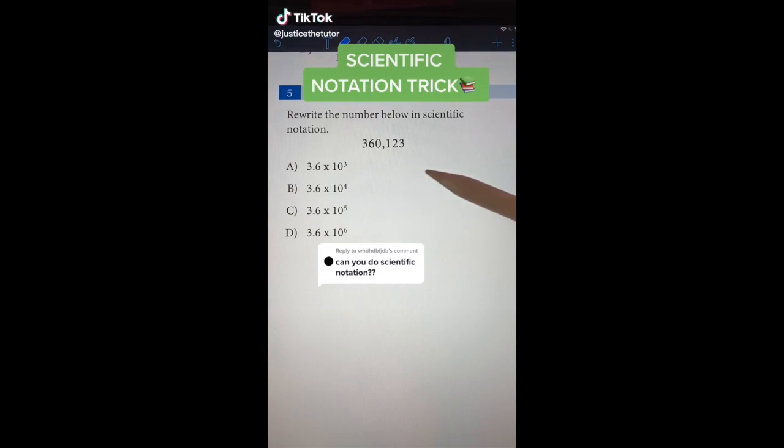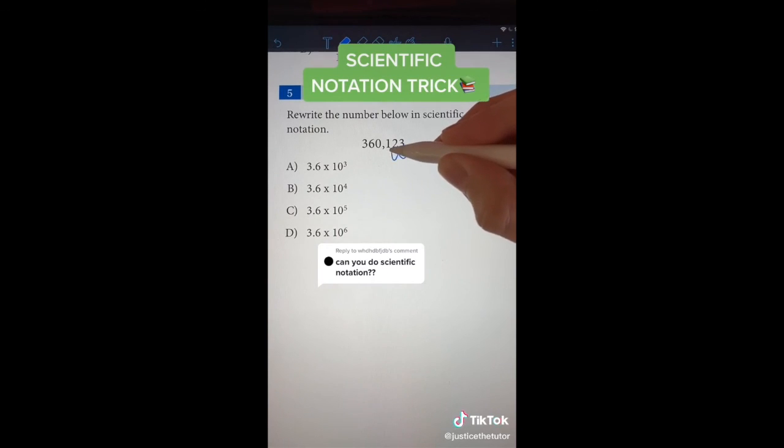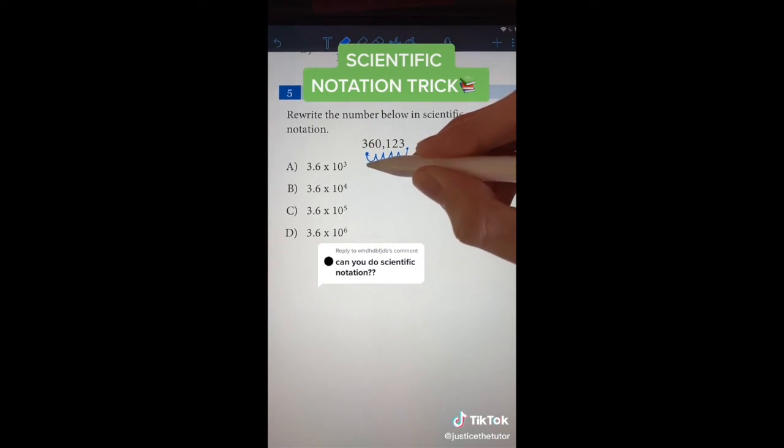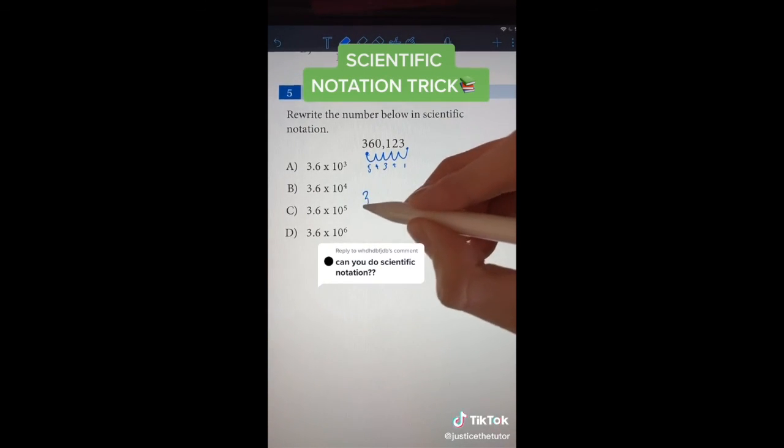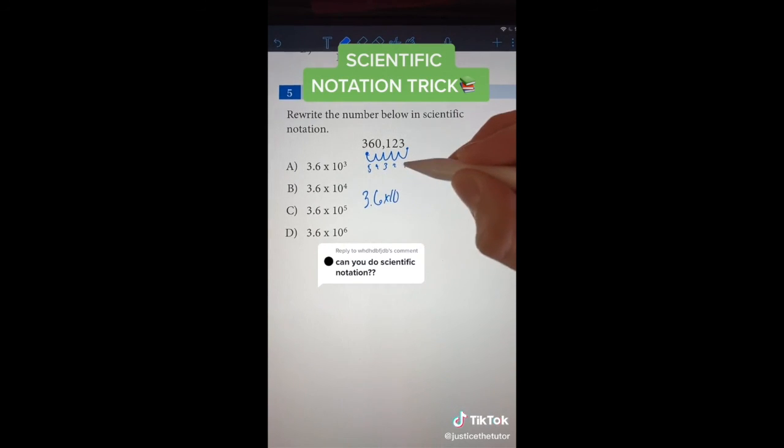Rewrite the number below in scientific notation. So all you want to do is grab the decimal, and you want to move it over until you only have one number to the left. So I just moved it 1, 2, 3, 4, 5 times, and that means that our answer is 3.6 times 10 to the amount of times you moved, which was 5, so the answer is C.